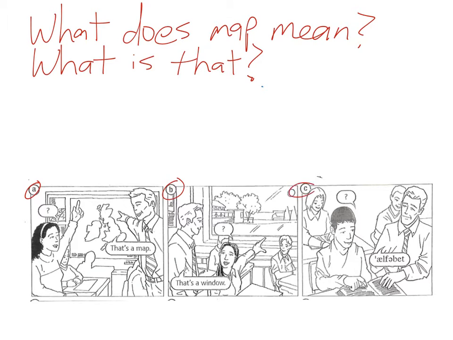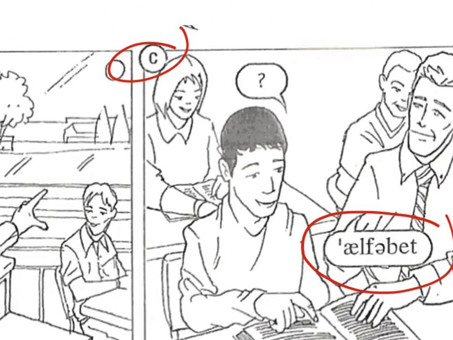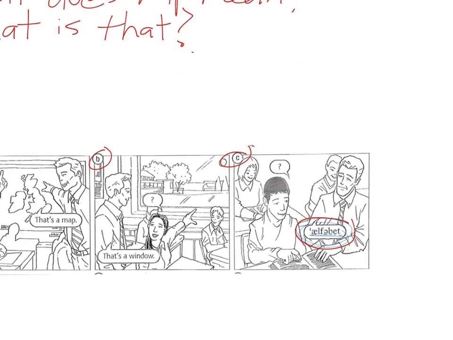All right, so let's look at C. It looks like he is pronouncing this right here. If you can zoom in, this is pronunciation. This is A, O, F, alphabet. Alphabet. He's pronouncing the word. So what do you think is the question?